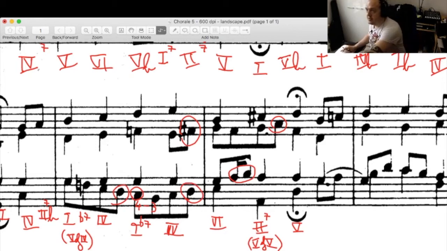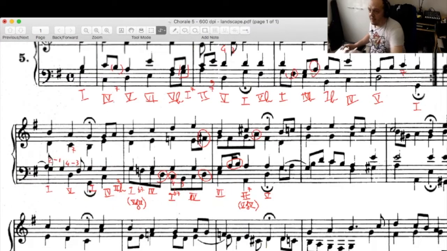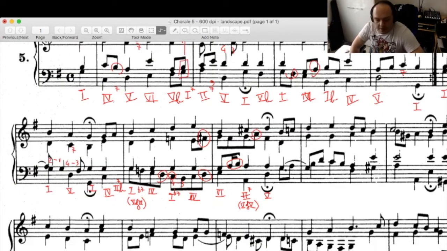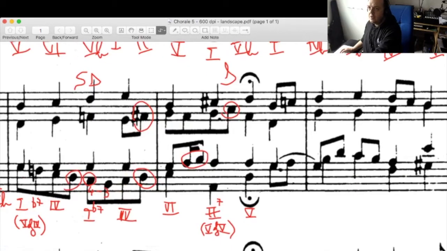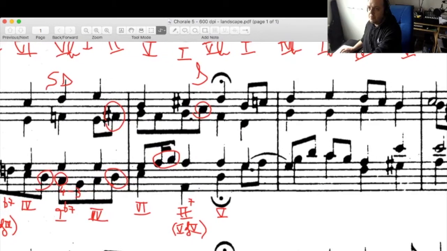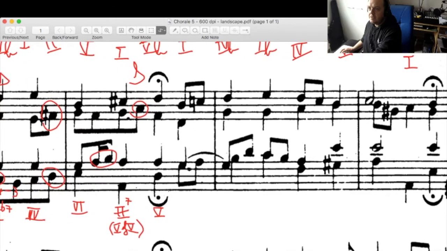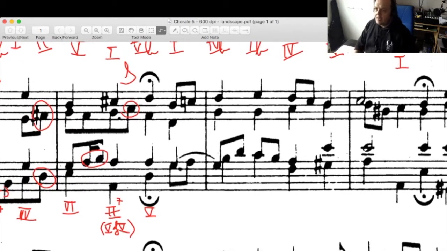That phrase momentarily digs into the subdominant, and tonicizes the dominant chord. A little dip into the subdominant, tonicizing the dominant chord with a secondary dominant 2 chromatic 7 chord.